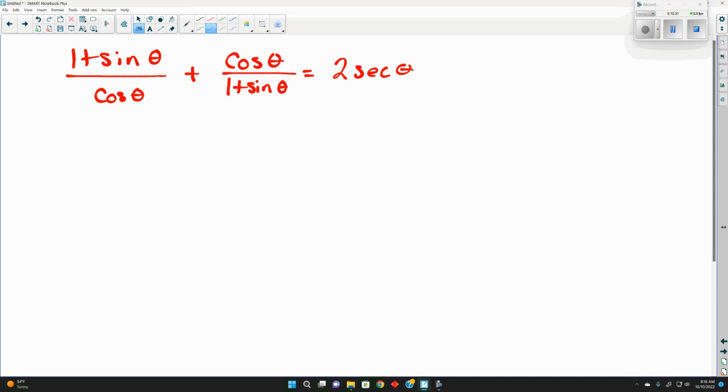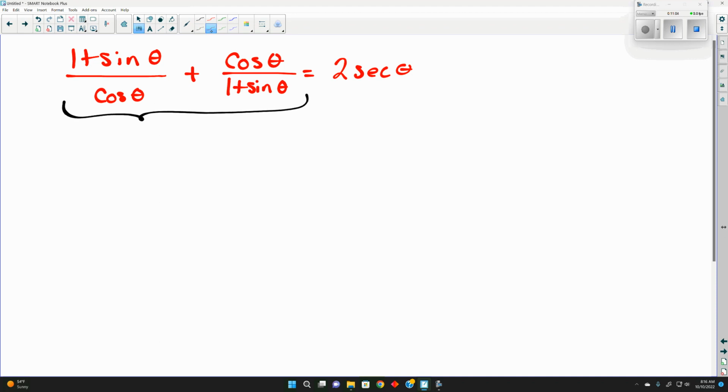So (1 plus sine of theta) over cosine of theta plus cosine of theta over (1 plus sine of theta) equals 2 secant of theta. And secant of theta is the same as 1 over cosine. So we'd have 2 over cosine of theta is really where we're trying to get to, and then we can go to secant.